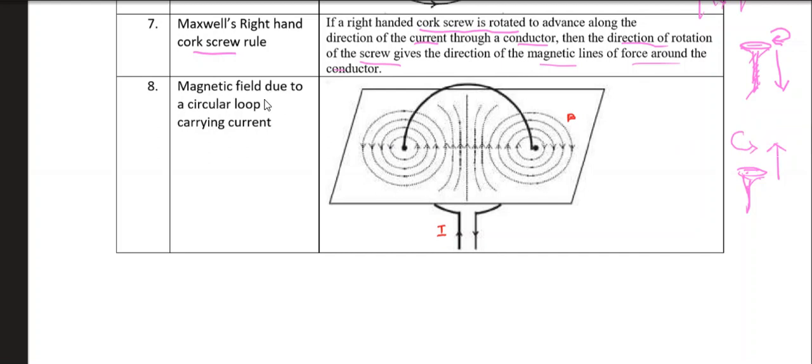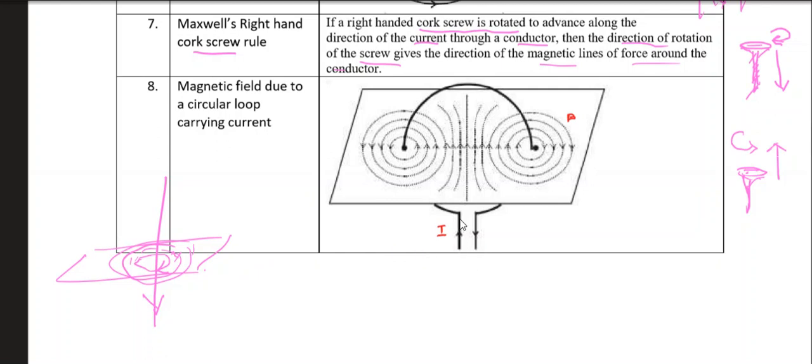Now the magnetic field due to a circular loop carrying current. Suppose we were talking about a conductor passing through this, whether the current goes in this way or in this way. When it comes down, the magnetic field is created in a circular pattern in the clockwise direction. When it comes upward, it is in the anti-clockwise direction.